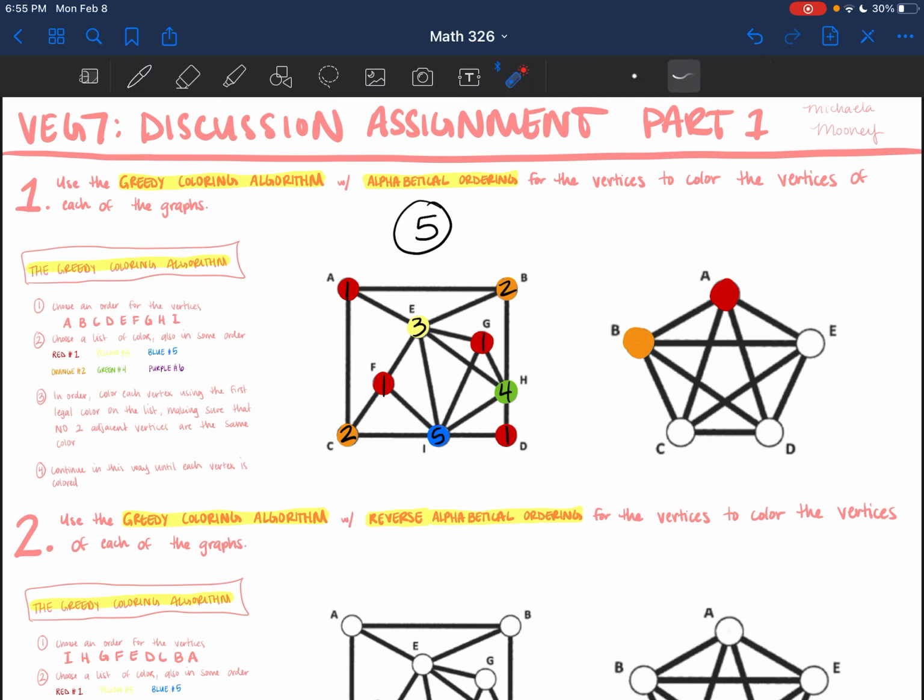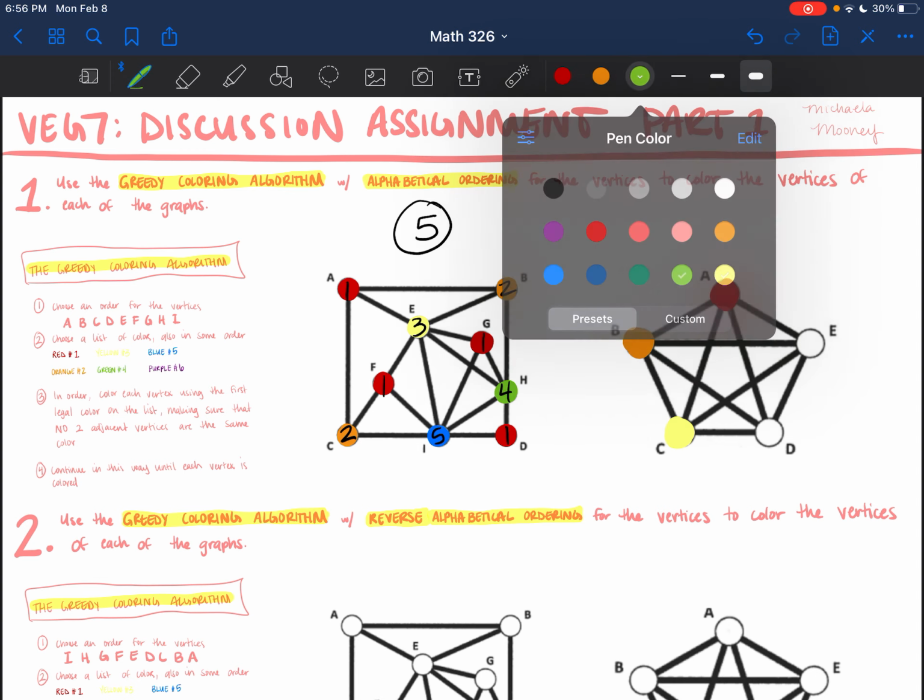Next, we move on to C. C is touching both A and B, so red and orange are both not legal colors, and we have to add our third color, which is yellow. So C is yellow. After C, we look at D. D is touching A, B, and C. So red, orange, and yellow, none of them work. We have to add our fourth color, green.